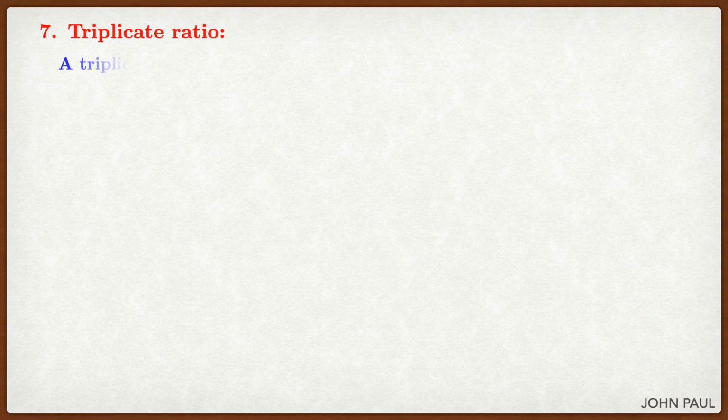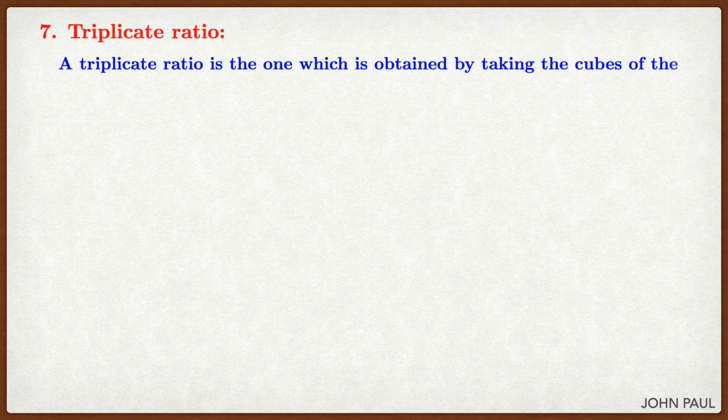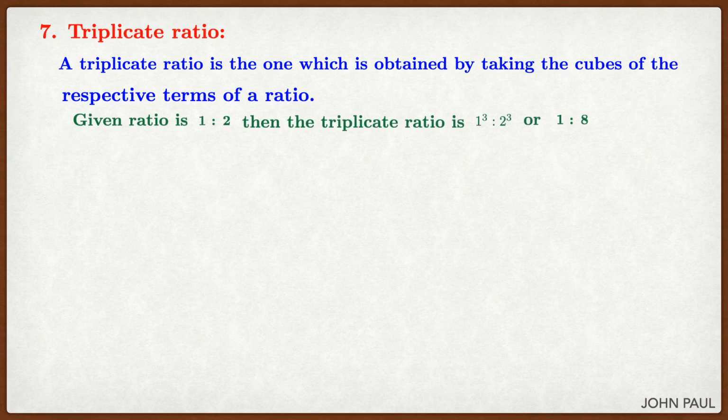Triplicate ratio. A triplicate ratio is one which is obtained by taking the cubes of the respective terms of a ratio. That is, whatever ratio is given, we will take the cube value for that. Given ratio is 1:2. The triplicate ratio is 1 cube is to 2 cube, or we can write it as 1:8.